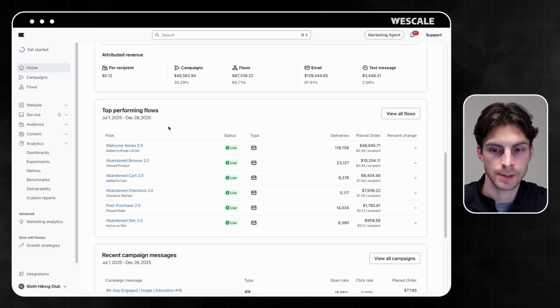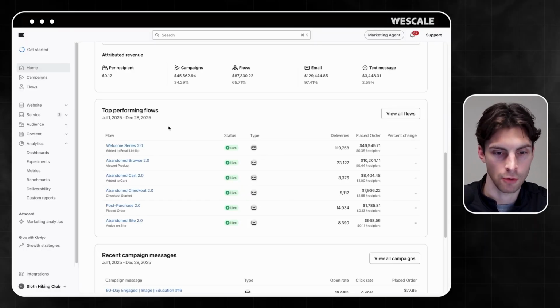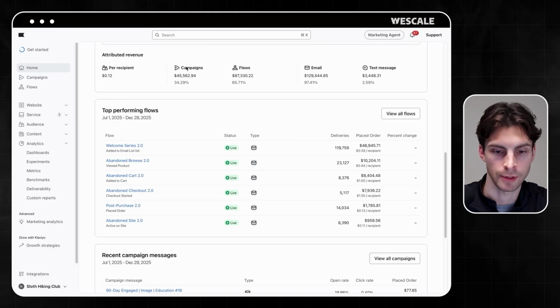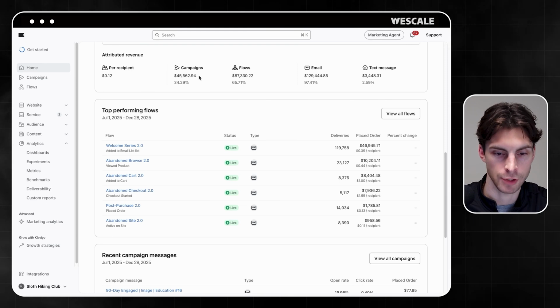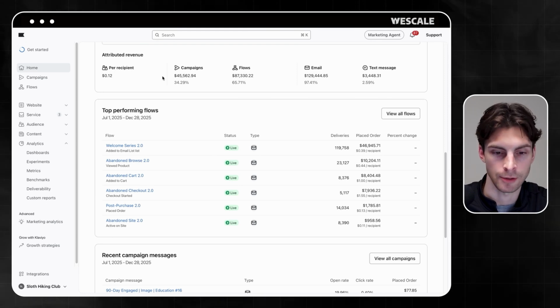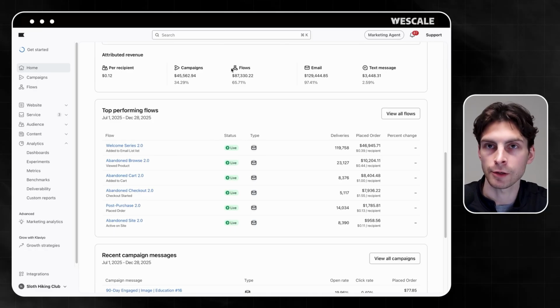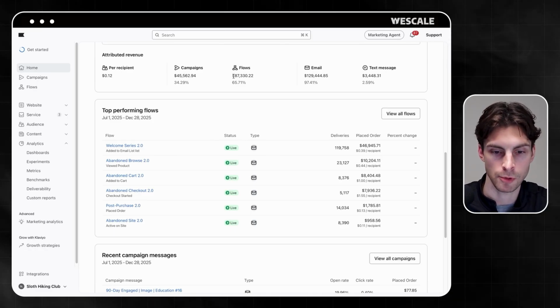Okay, so this is the inside of Sloth Hiking Club's Klaviyo account, and I just quickly want to show you some important information. Now, if we take a look here at attributed revenue of campaigns and flows, it just shows the overall importance of each. Now, the campaigns are those one off sends, and they've generated over $45,000 in email revenue. And the flows are the money makers and why they're so important to set up for your brand, where it's almost double the amount of revenue, 45,000 versus 87,000.